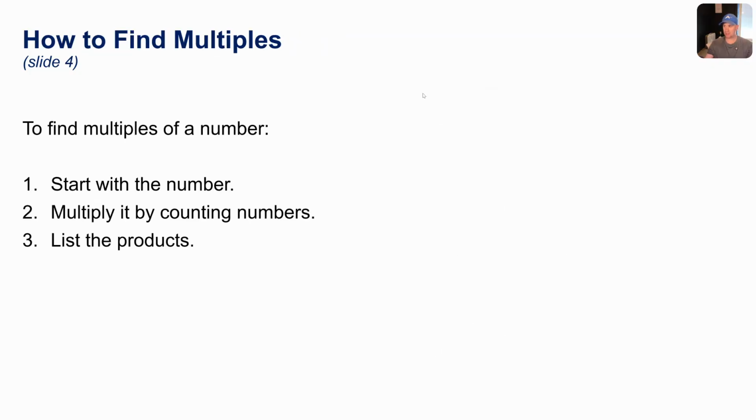Now, how do we actually find multiples? These are some steps that you could use. First, start with whatever number you have. Then you multiply it by your counting numbers, and you list the products at the end. For example, what are the multiples of 4? The same process: start with the number itself, 4, and multiply it by those counting numbers. So 4 times 1, 4 times 2, 4 times 3. I'm just increasing the counting number by 1. 4 times 4, 4 times 5.